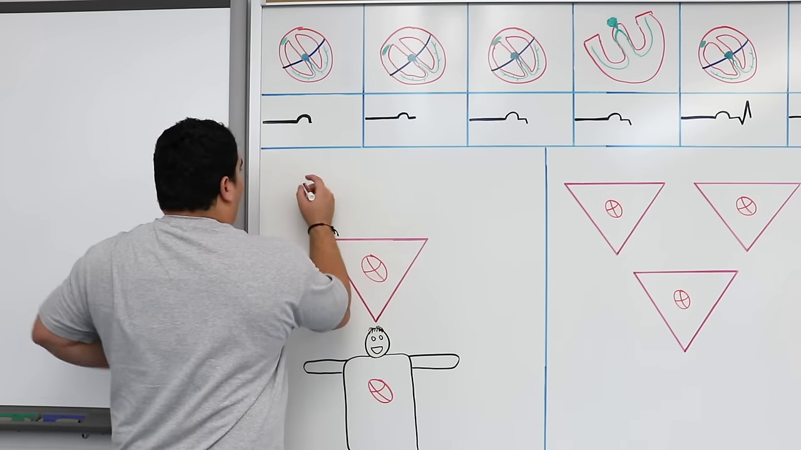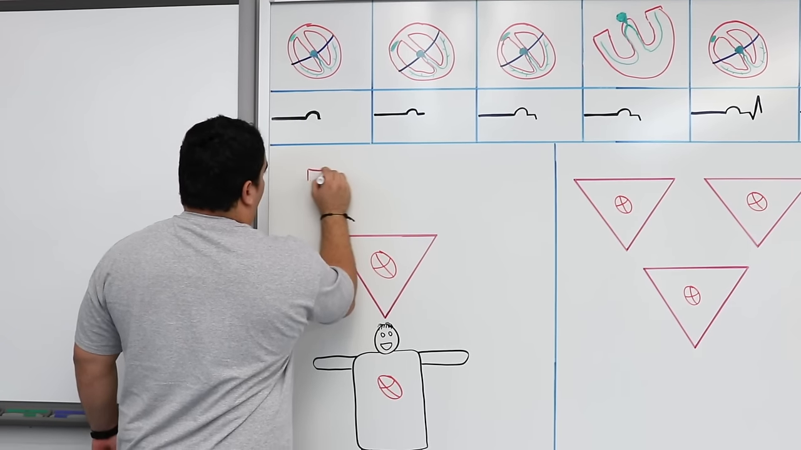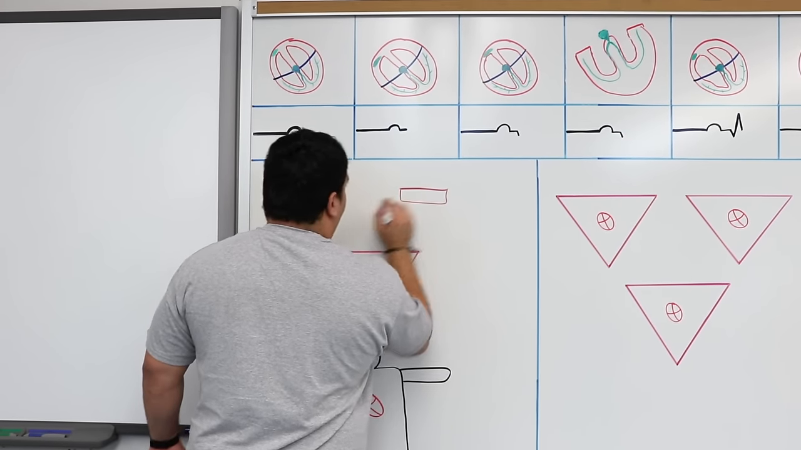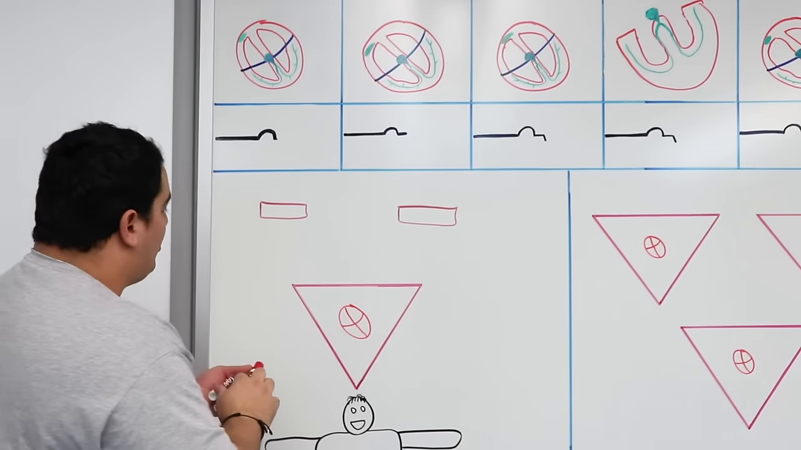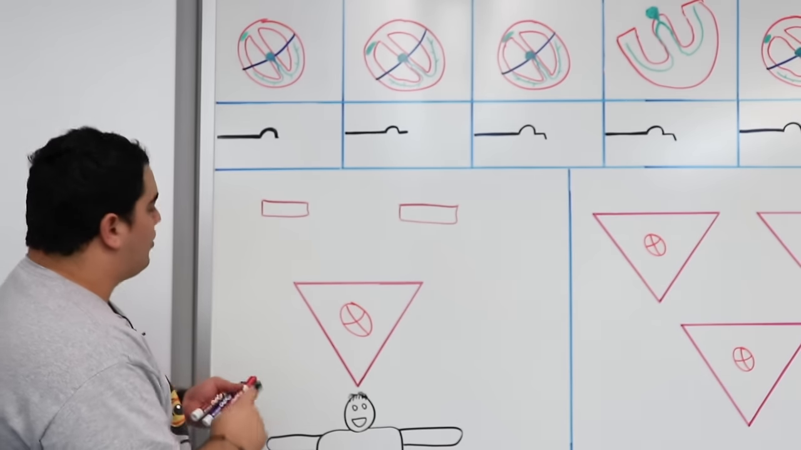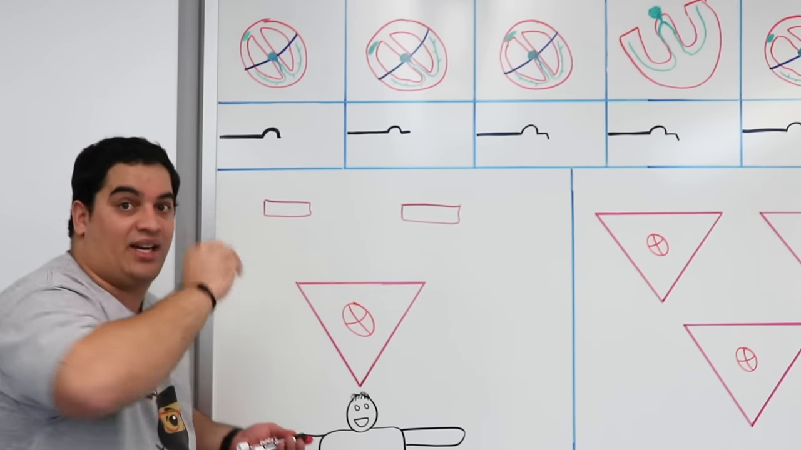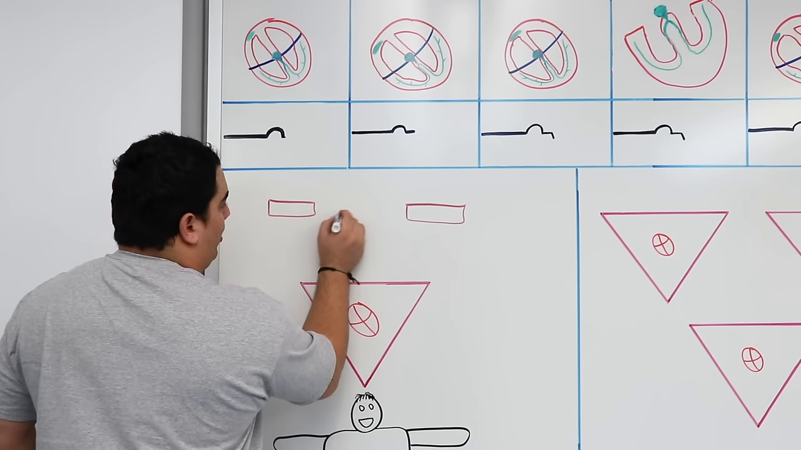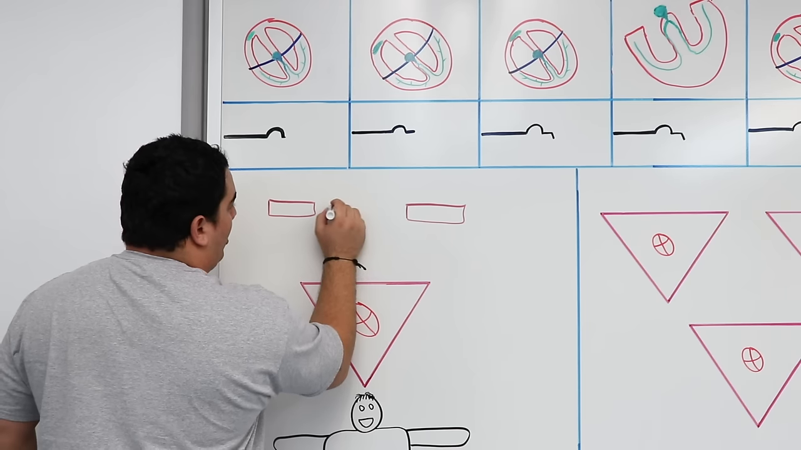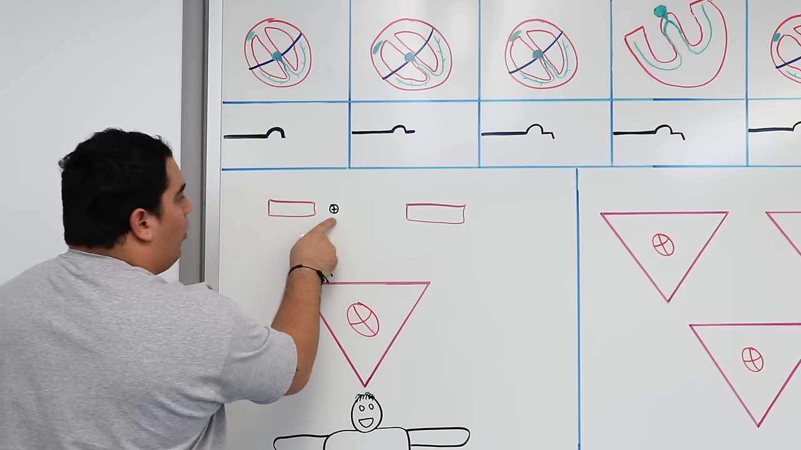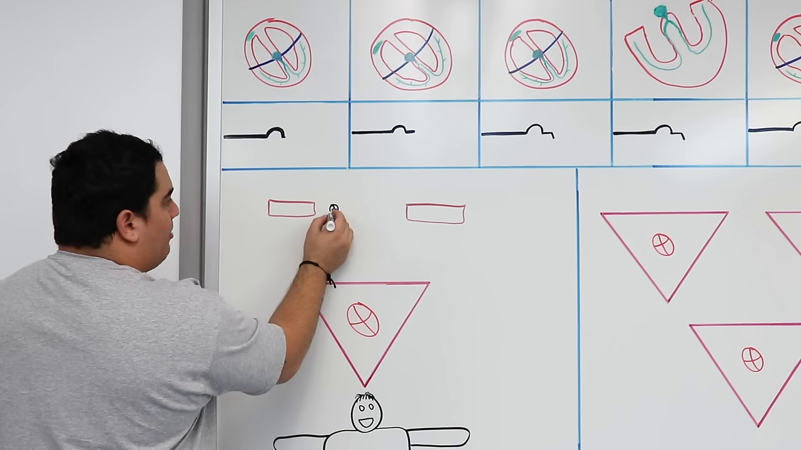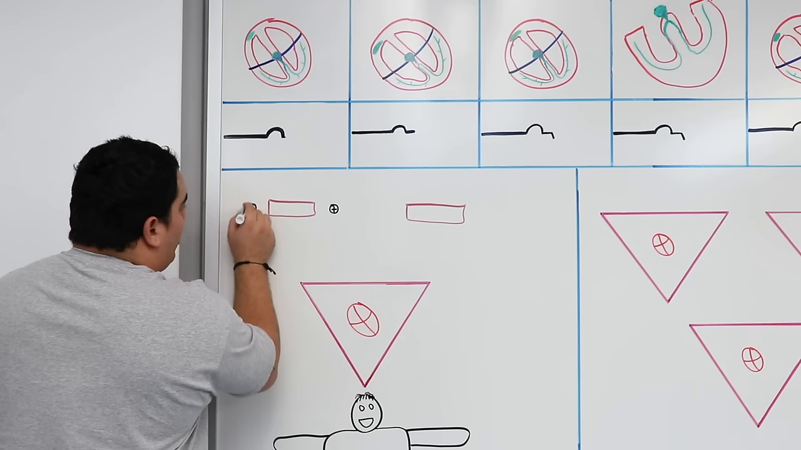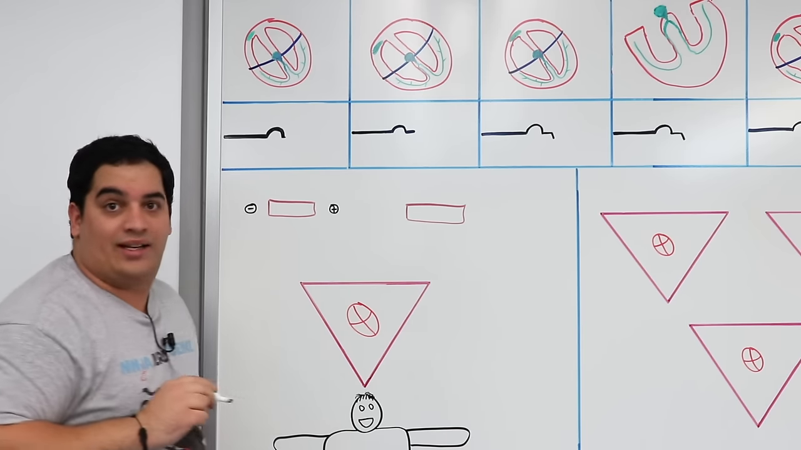Let's say I take a piece of cardiac tissue. Here's a piece of cardiac tissue, and let's say this cardiac tissue has the ability to conduct electricity. I'm going to put a positive electrode on one end of the cardiac tissue, linked in with this tissue here. Then over here, I'm going to put a negative electrode on the other end of this cardiac tissue.